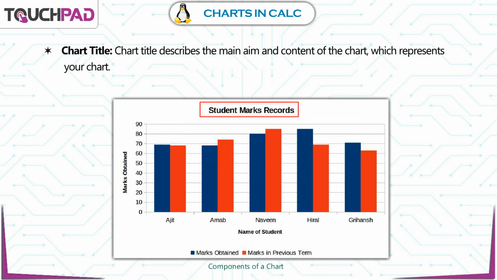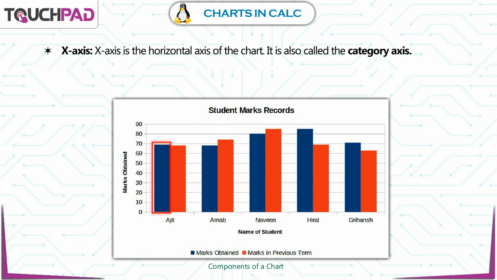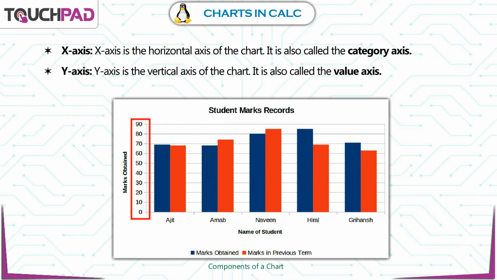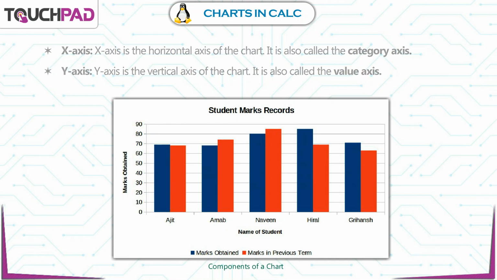Chart title. Chart title describes the main aim and content of the chart, which represents your chart. X-axis. X-axis is the horizontal axis of the chart. It is also called the category axis. Y-axis. Y-axis is the vertical axis of the chart. It is also called the value axis.